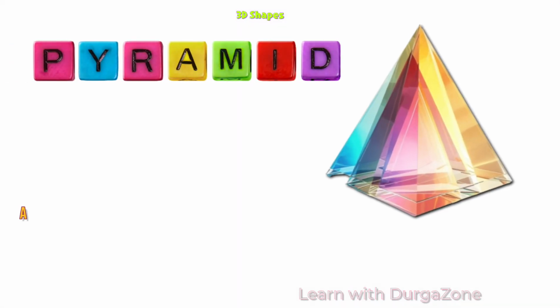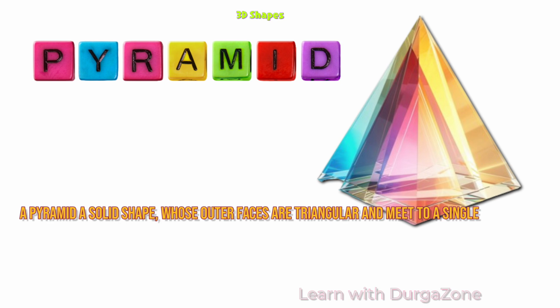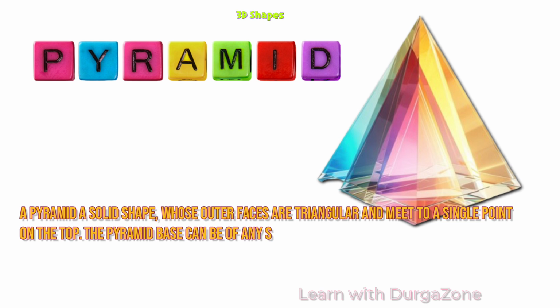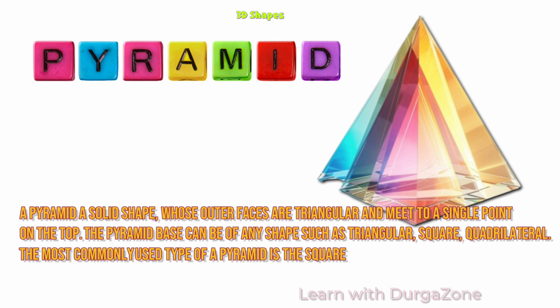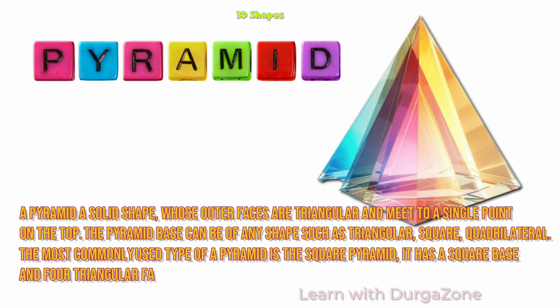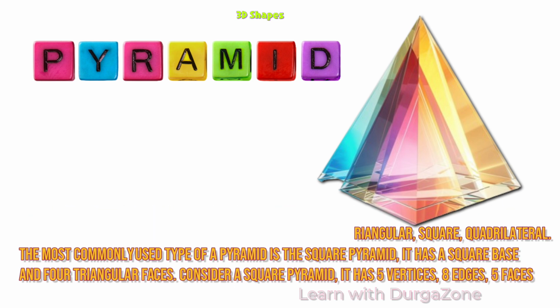Pyramid. This is a pyramid. A pyramid is a solid shape whose outer faces are triangular and meet at a single point on the top. The pyramid base can be of any shape, such as triangular, square, quadrilateral. The most commonly used type of pyramid is the square pyramid. It has a square base and 4 triangular faces. Consider a square pyramid. It has 5 vertices, 8 edges and 5 faces. Some examples of pyramid.